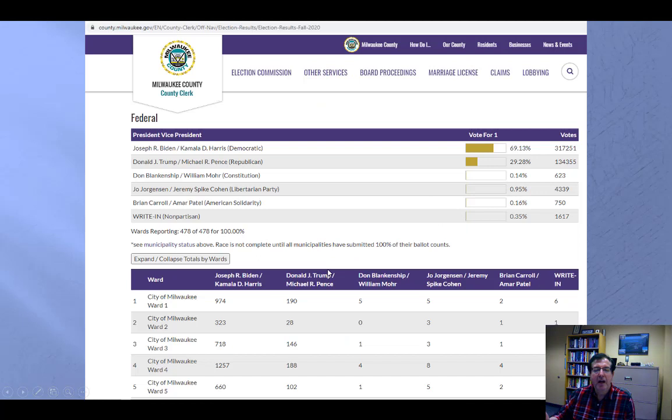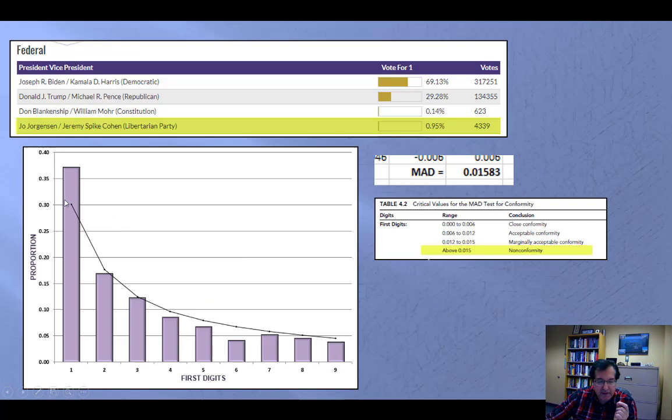We also had Jo Jorgensen. He got, on average, 1% of the vote. His mean absolute deviation, and the mean absolute deviation is, I look at the deviations, doesn't matter whether it's up or down, I take the absolute value of the deviation, and I get the average. His average deviation, 0.0158, that means he's off on average by 1.58%. And I have a table in my book where I talk about what's big and what's not big. If we go above 0.015, we have non-conformity, but he was just a hair's breadth above 0.015. In fact, if we lower this by just a little bit, he'll end up in the marginally acceptable conformity category.